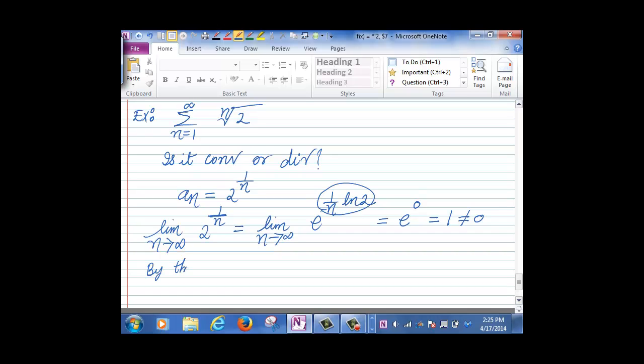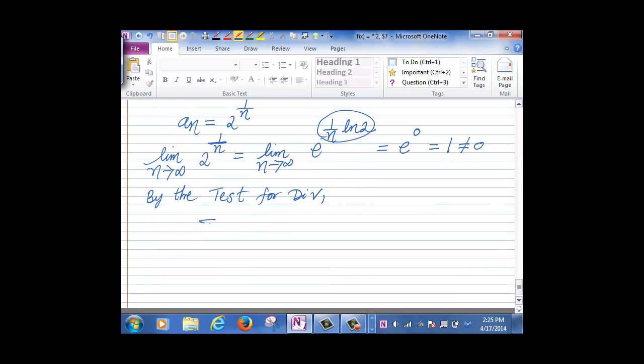By the test for divergence, the series n going from 1 to infinity of 2 to the 1 over n is divergent. Because it says that if the limit of the nth term is not 0, then the series must be divergent. Okay? And the mistake that somebody made at the beginning was saying that if the limit of a_n is 0, then the series is convergent. That's not true.